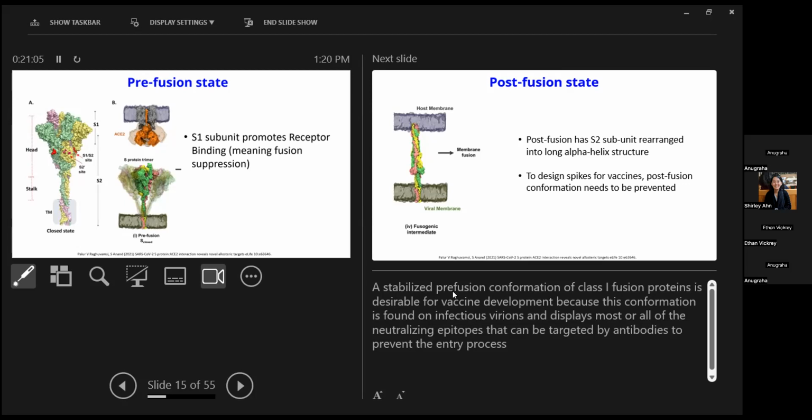So what we need for vaccines or antigens is a stabilized prefusion conformation of this fusion protein, because it has most of the neutralizing epitopes that can be targeted by antibodies. In general, if we can stabilize the prefusion state in antigens, our body can better recognize its structure.